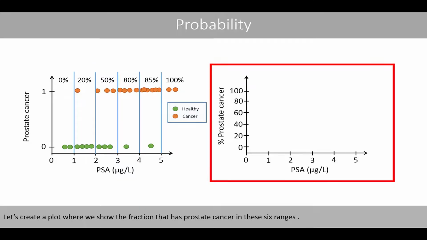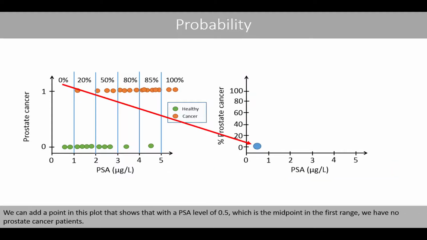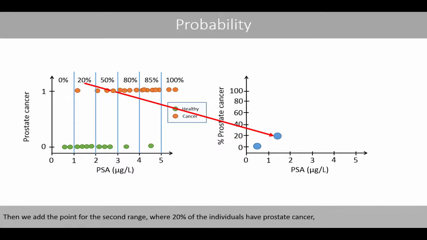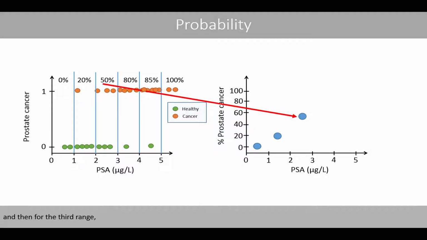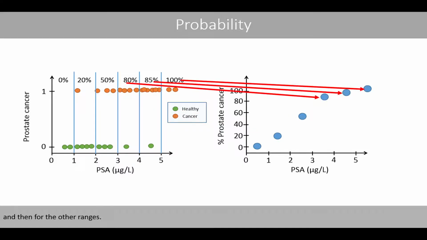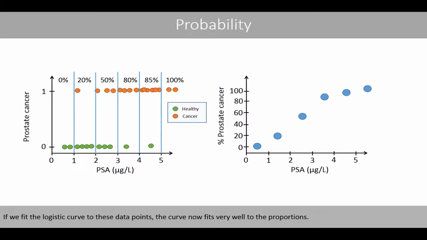Let's create a plot where we show the fraction that has prostate cancer in these 6 ranges. We can add a point in this plot that shows that with a PSA level of 0.5, which is the midpoint in the first range, we have no prostate cancer patients. Then we add the point for the second range, where 20% of the individuals have prostate cancer. And then we add for the third range, and then for the other ranges. If you fit the logistic curve to these data points, the curve will fit very well to the proportions.